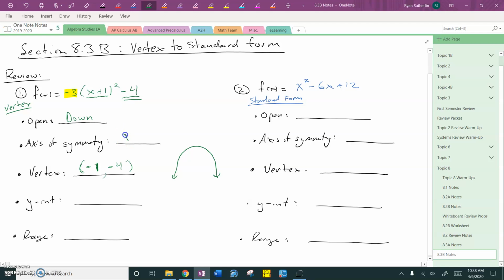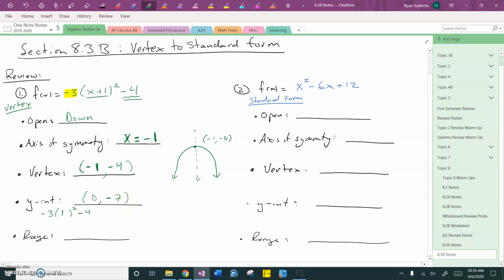Axis of symmetry, in this form, I do the vertex first. Axis of symmetry, remember, is this vertical line that cuts it in half, and it's always x equals whatever the x-coordinate of the vertex is. So this one is x = -1. I'm going to go ahead and put my vertex here on my little sketch. Now the y-intercept is the one that requires the most work in vertex form. Remember, to find the y-intercept, I make x 0. So I have -3 times 1² minus 4. Well, that becomes -3 - 4, which is -7.